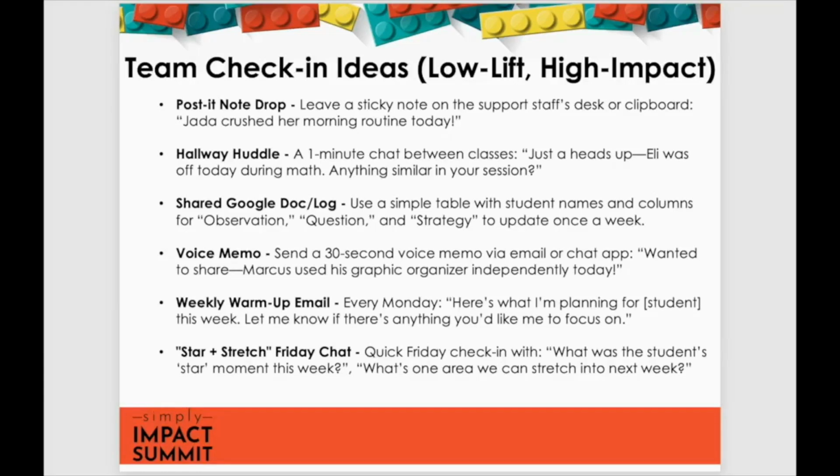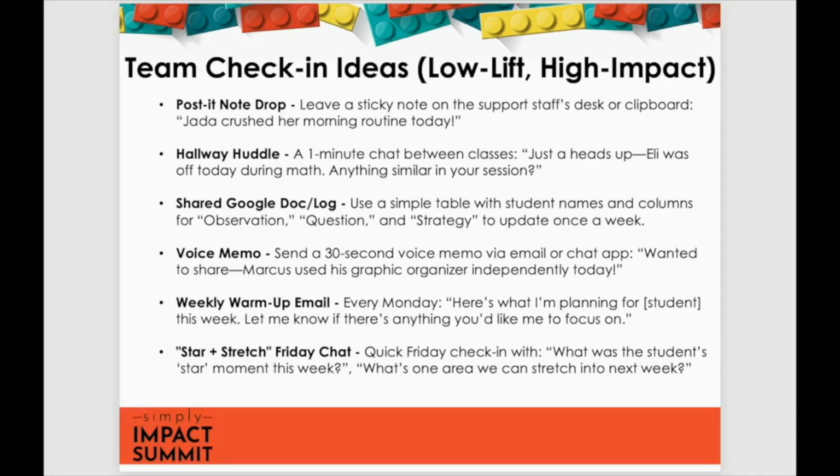A weekly warm-up email every Monday or even every Friday. Here's what I'm planning for next week. Here's what I'm planning for this week. I have Stephanie in my class during this week. Let me know if there's anything additional I need to focus on, or I have these questions for next week. We're targeting these skills. What prerequisite skills do you need assistance with in teaching when you pull students out in the resource room? Again, it can look so many different ways. It's all about that shared responsibility and doing it together and not being on that island of one.